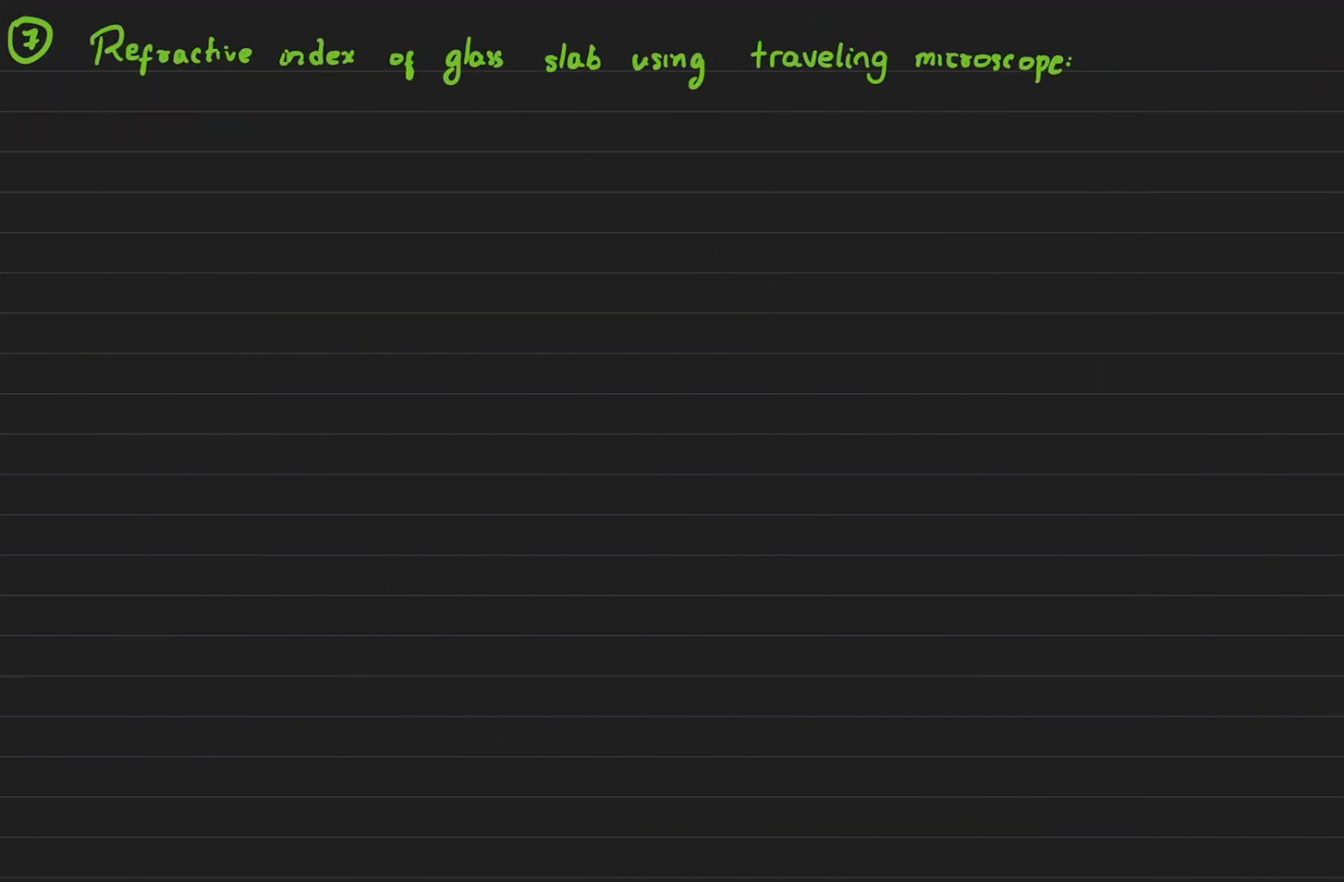Next, you are having refractive index of a glass slab using traveling microscope. This is again a very simple experiment. You are going to take a glass slab. First you measure the position of this cross here. To measure this position, I draw a cross here. So I'm going to measure where this cross is located. What is the position of my cross?